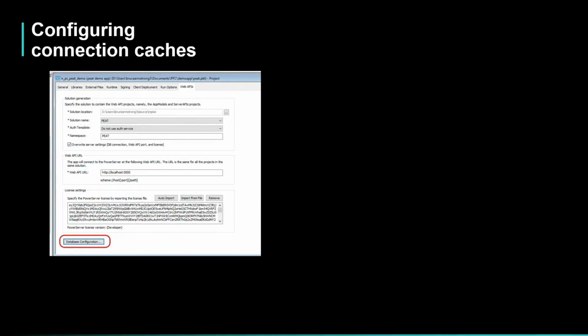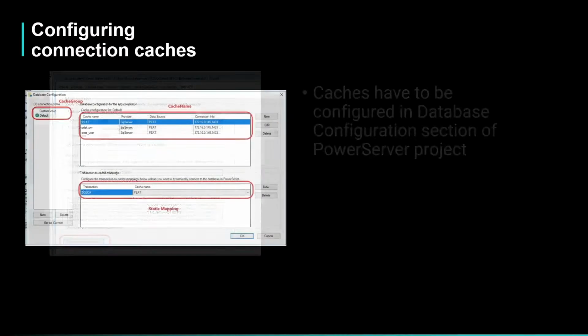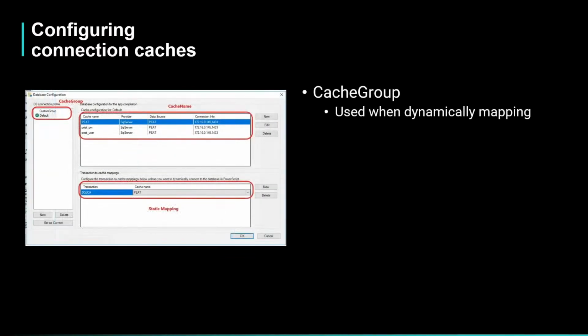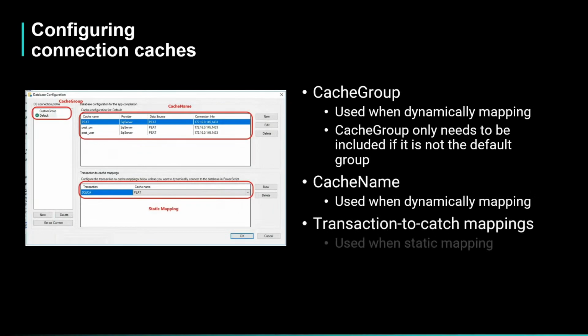So let's look at how we configure the connection caches. If you go to your PowerServer project you're using to create your C# code and deploy your client, there's a Web API tab. At the bottom of that tab, there is a database configuration button. And that brings us up to this dialog.